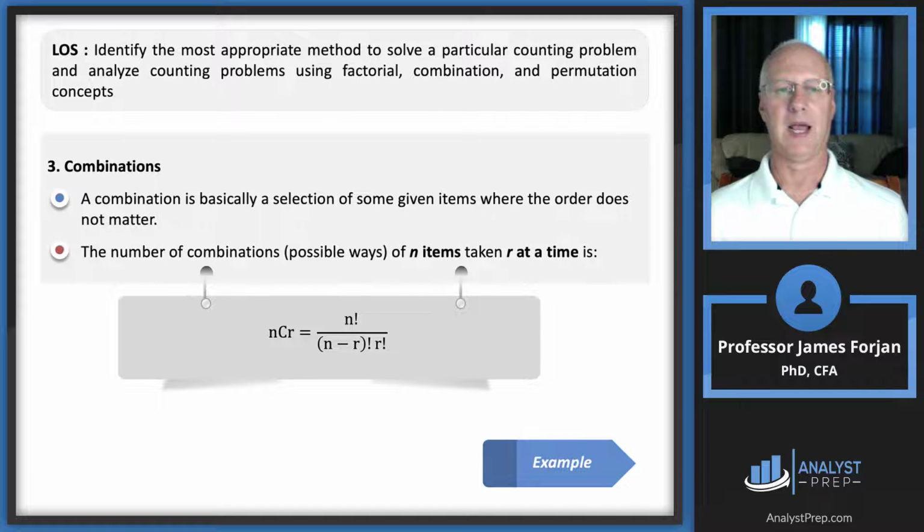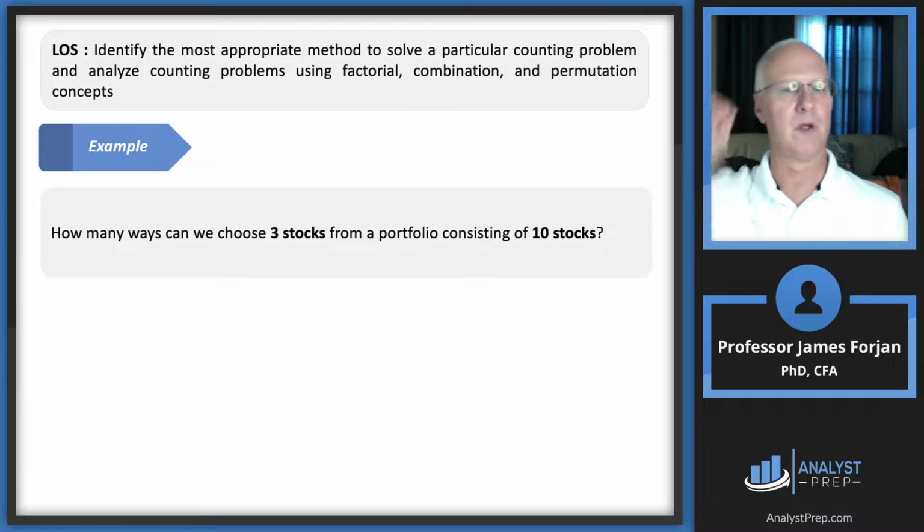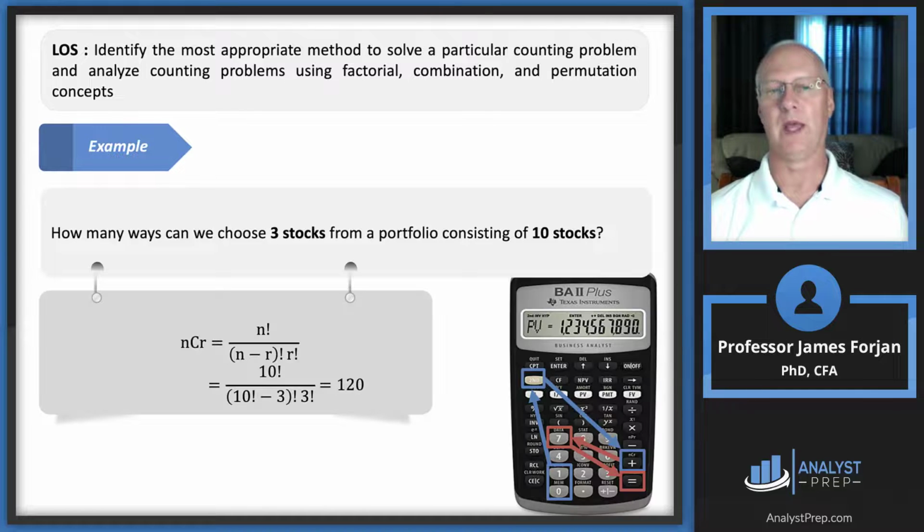Now, you can combine all different sorts of securities. Let's go ahead with the added assumption that the order does not matter. What we're going to do, once again, is take the ratio of factorials, but we need to subtract something in the denominator. Let's take a look at a quick example here. How can we choose 3 stocks from a portfolio consisting of 10 stocks? How many ways can we choose? There are the steps in the BA II Plus. All we're going to do is take the 10 factorial and divide that by the 10 minus 3 factorial times the 3 factorial, so you get 120 there.